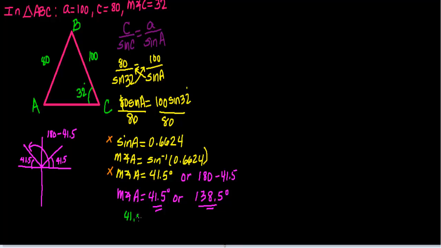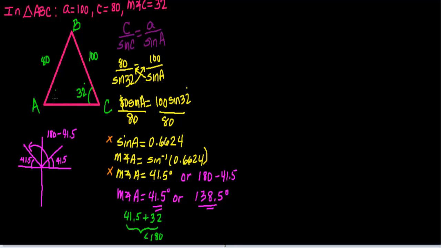So what you do is you take 41.5 plus the angle that was given originally, which is 32. When you add these two angles, they should be less than 180. If this sum is less than 180, that means that 41.5 is a possibility for this angle. And I do the same thing for the other possibility, okay?